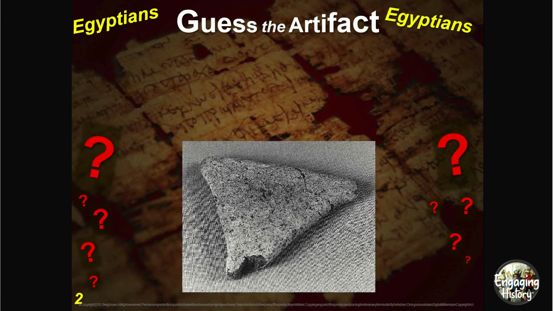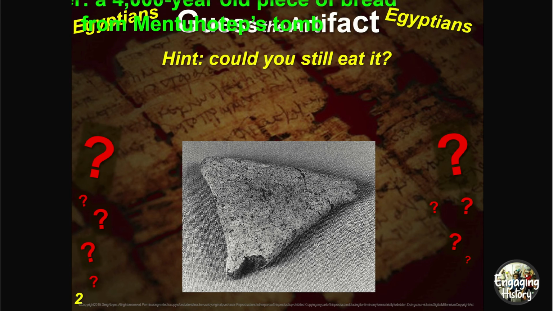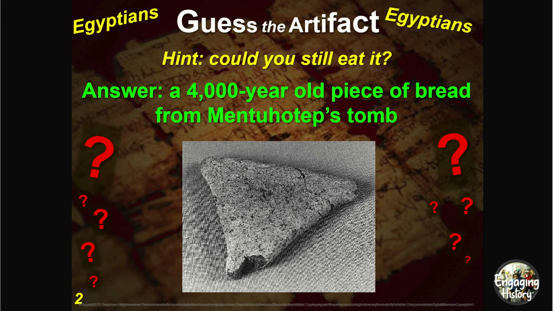Another game that I like to use as a front-loading game before we learn about the culture is Guess the Artifact. So here's an example of that. I show students a picture. Sometimes you can have them think, pair, share before they share out. If they're really struggling to figure out what's in the picture, you can give them the hint. Could you still eat it? So you know it has something to do with food. And this, in fact, is 4,000-year-old bread.